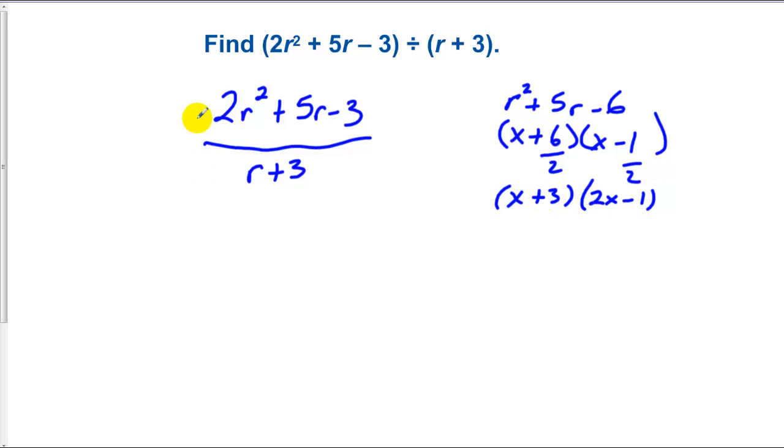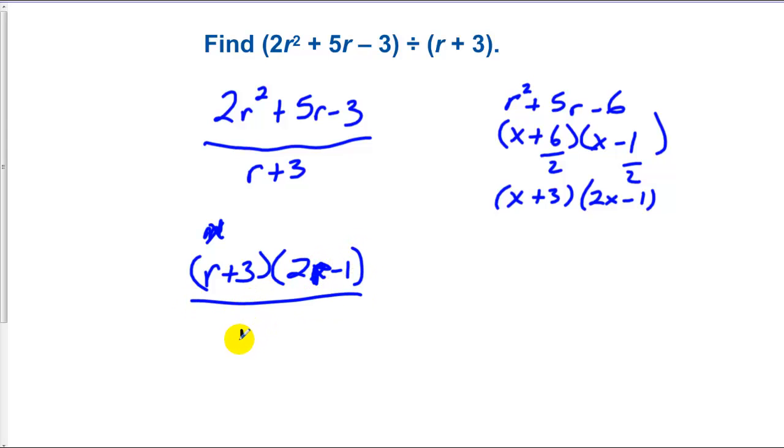So you'll see that 2r squared plus 5r minus 3 is actually, oops, let's use r's instead of x's, (r plus 3) multiplied by (2r minus 1) over (r plus 3). And in this case, I have a fraction where I have common factors over each other, and anything over itself reduces to 1. So this division reduces to 2r minus 1.